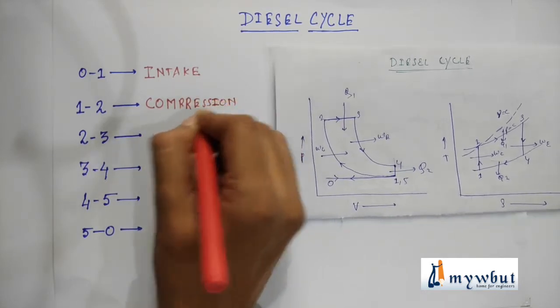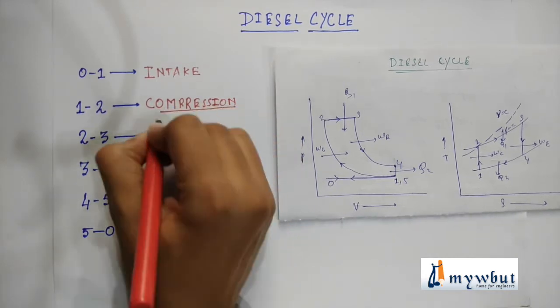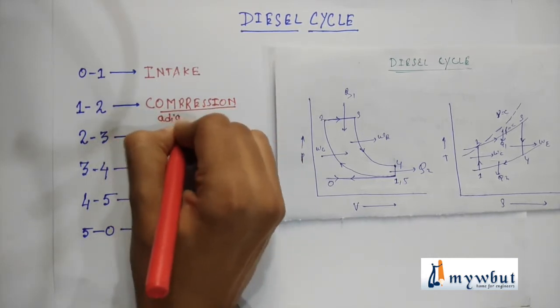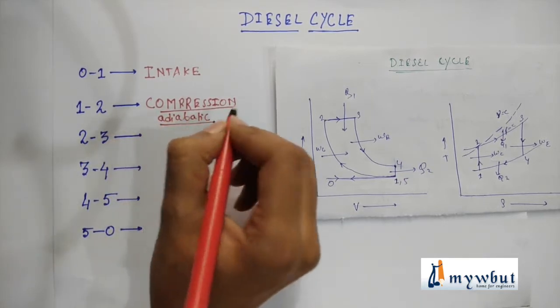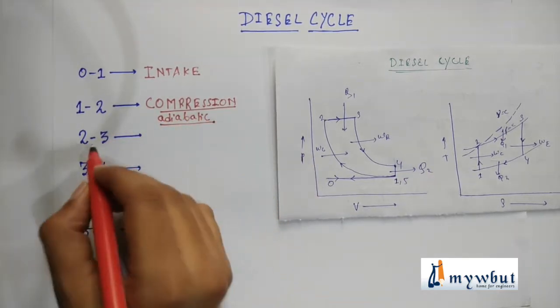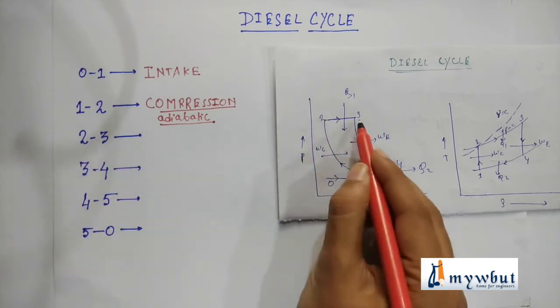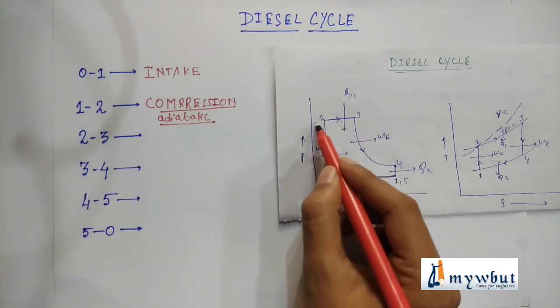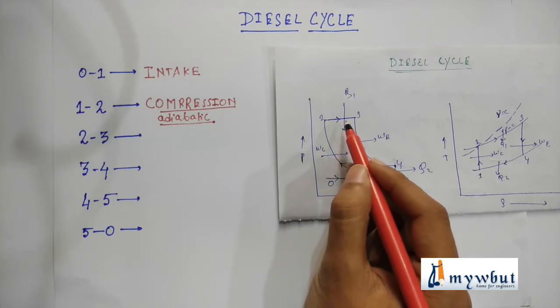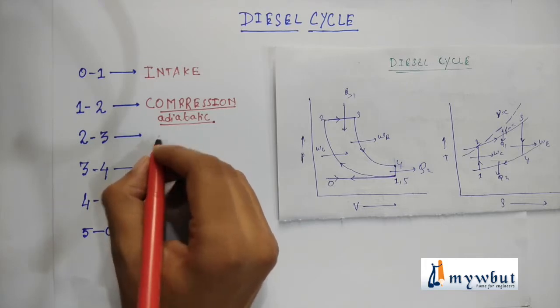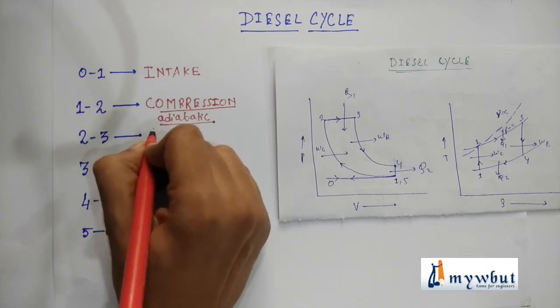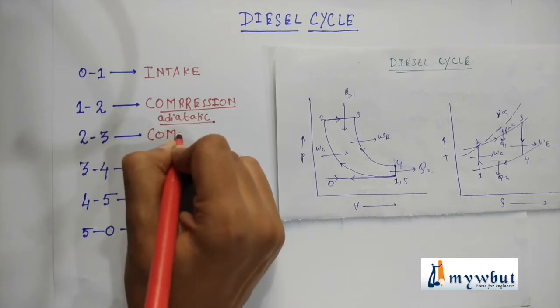Compression process, which is adiabatic in nature. Process 2 to 3, that is this one, as you can see the pressure is constant, hence you can understand by this diagram that the nature of this process will be an isobaric process. This process is known as the combustion process.